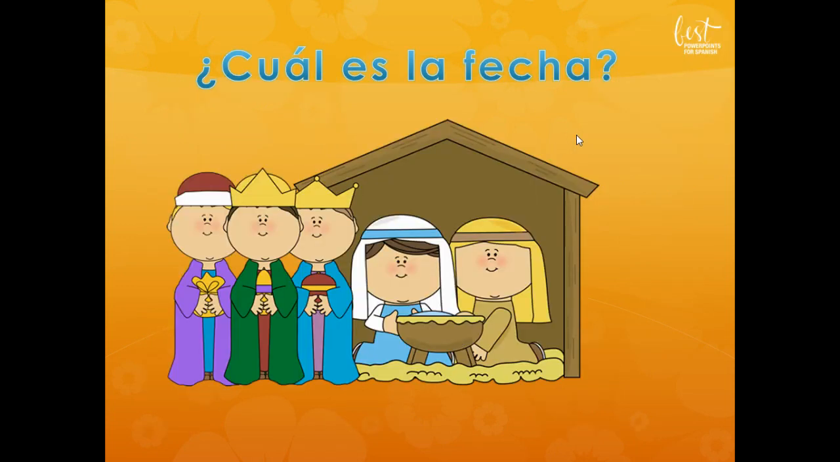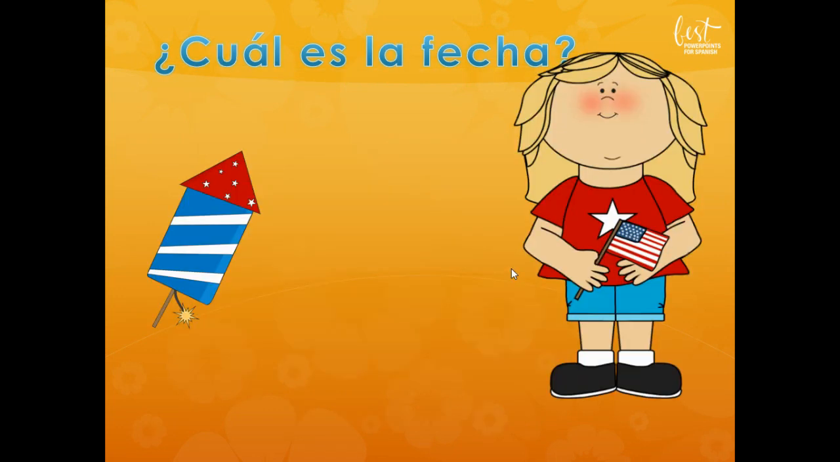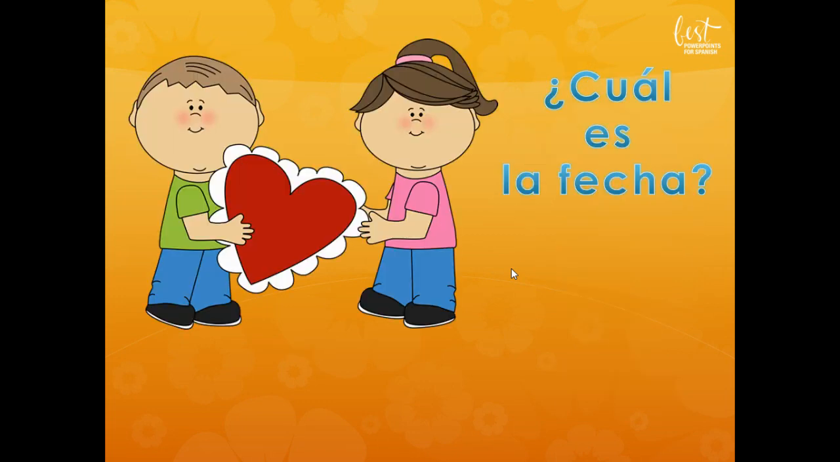Ok, ¿y cuál es la fecha aquí? Para la Navidad, Christmas, ¿cuál es la fecha? Es el 25 de diciembre, the 25th of September. I'm sorry, not September, December. 25th of December. ¿Y aquí, cuál es la fecha? El 4 de julio. ¿Y aquí, el día de San Valentín? Es el 14 de febrero. El 14 de febrero. Muy bien.